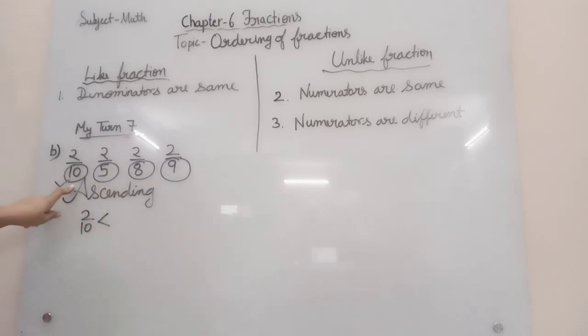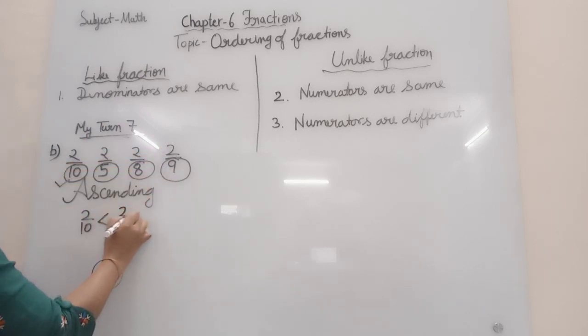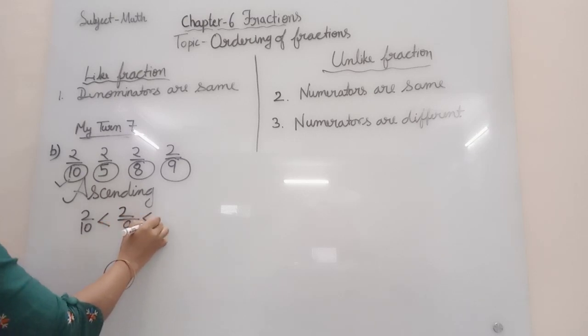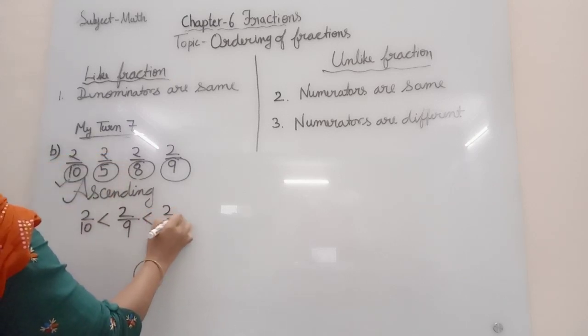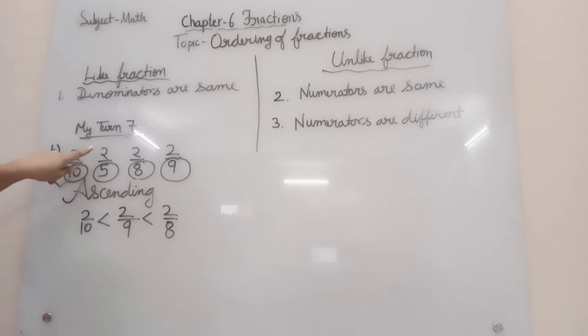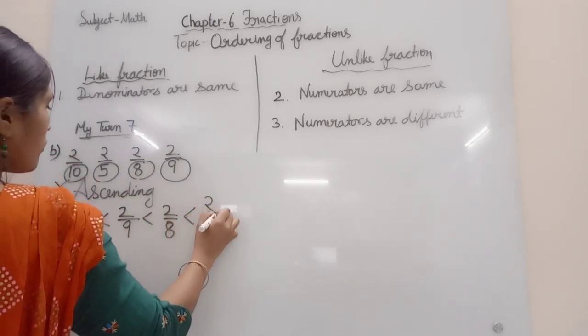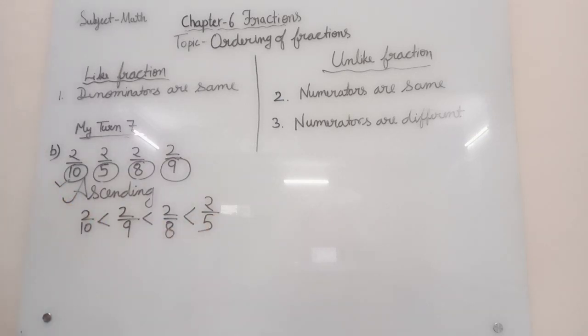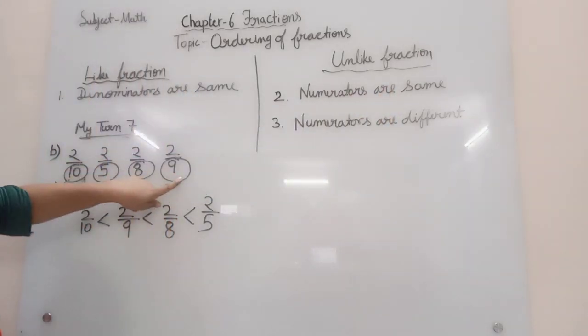Now after 10, which is the bigger number here? 9. So this is the second smallest fraction, 2 by 9. Now which is the greater after 9? 8. So this is the third smallest fraction, 2 by 8. And the greatest fraction here is 2 by 5. Got it?